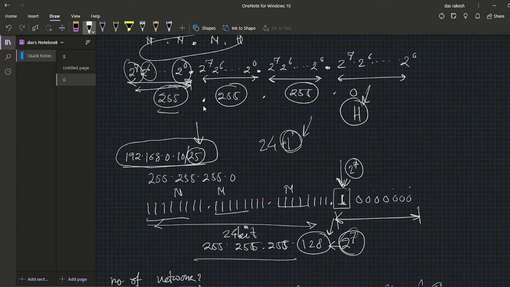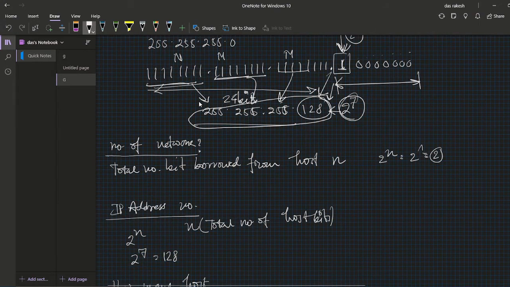So that's why. What is the default mask? The default subnet mask is 255.255, because 8 ones means 255, another 8 ones means 255. This is 255, but here this 2 to the power 7, that means 128. So this is the subnet mask for classless inter-domain routing. That means 192.168.0.10/25.